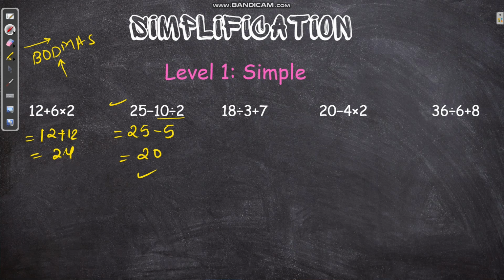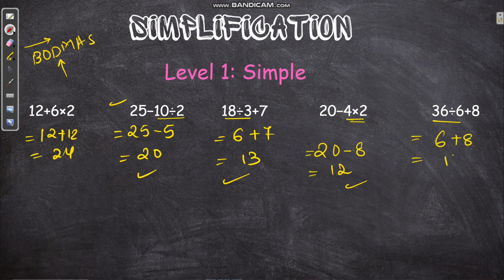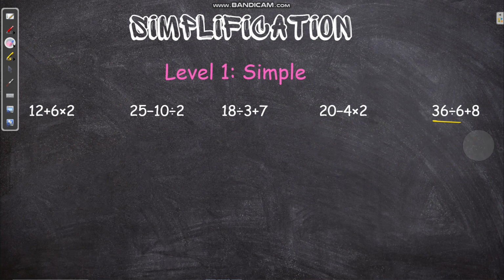Next question. Question number 3. 18 divided by 3 plus 7. Here again we have division followed by addition. So 18 divided by 3 is 6, plus 7. So 6 plus 7 is 13. 13 is your answer. Here you have subtraction and multiplication. You will do multiplication first. So it will be 20 minus 8. So 20 minus 8 is 12. This is the answer. The last question over here is 36 divided by 6 plus 8. Division comes first before addition. So 36 divided by 6 is 6, plus 8. That is 14. So let's move on to the next slide, level 2.